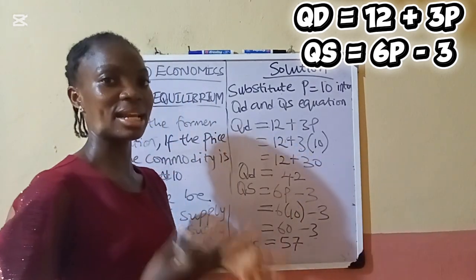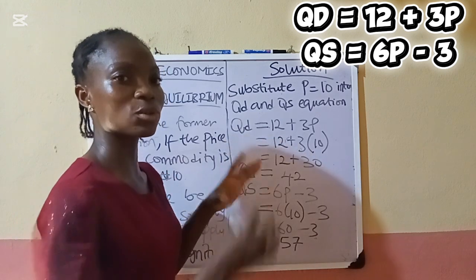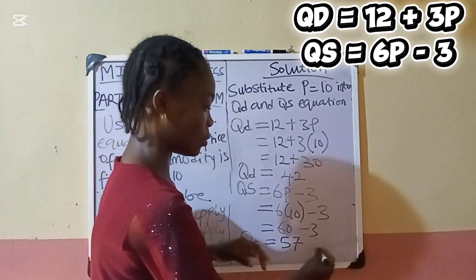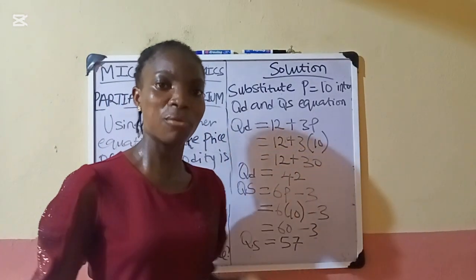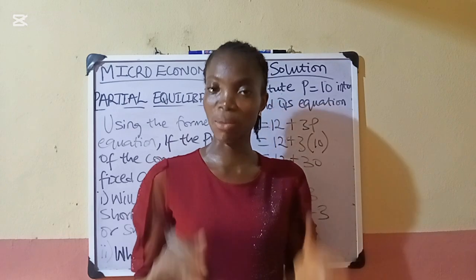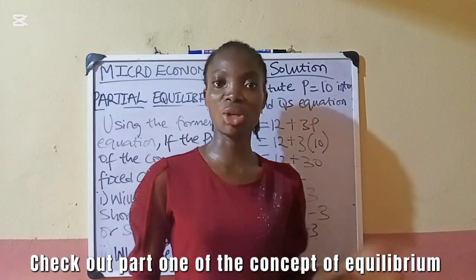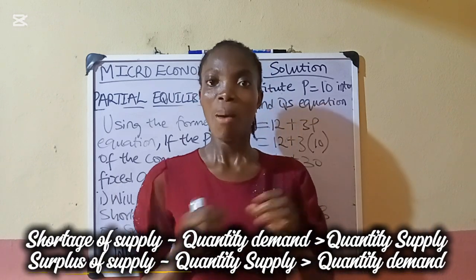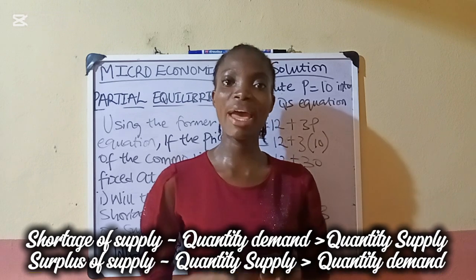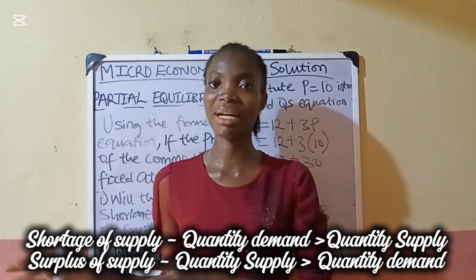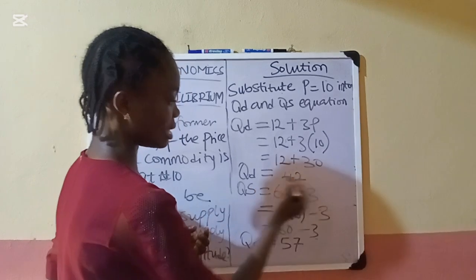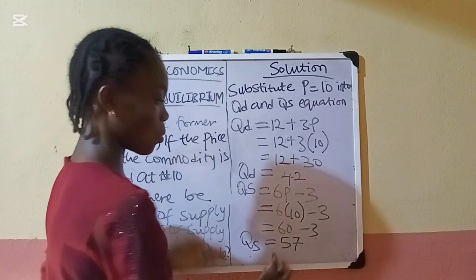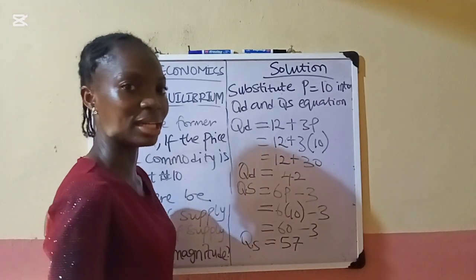To determine whether there is an excess supply or excess demand, you have to look at the values of your quantity demanded when the price is at 10 naira and the value of the quantity supply when it is at 10 naira. And recall from our video where we taught the concept of equilibrium, we said that there is a shortage of supply when the quantity demanded is greater than the quantity supply. But there is a surplus of supply where the quantity supply is greater than the quantity demanded. Now, looking at our figures, our quantity demanded is given as 42 and our quantity supply is given as 57, which simply shows that our quantity supply is greater than our quantity demanded.